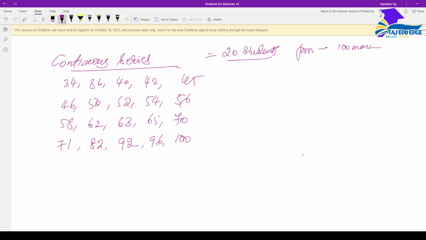Now we have 20 students' data here: 5 columns and 4 rows, so 5 into 4, 20 students' data. How can we put this? We can use a continuous series, which is when you use class intervals.